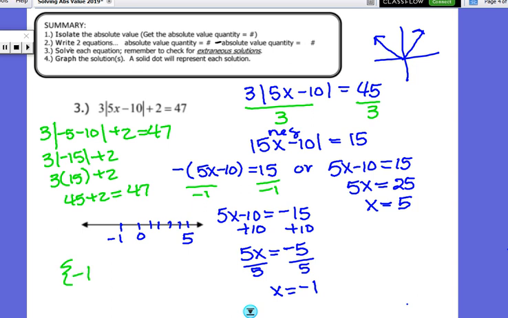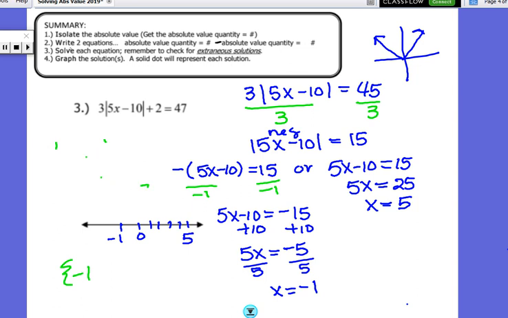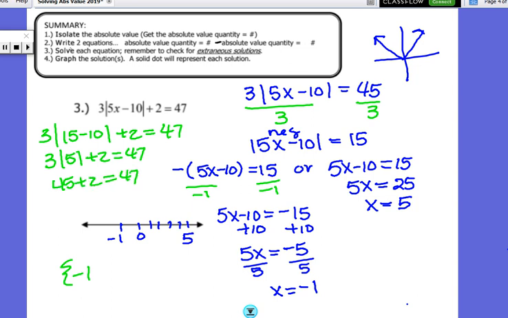Alright, let's check the other answer. Let's put in positive 5. 3 times the absolute value of 5 times 3 is 15, minus 10, plus 2 equals 47. 3 times the absolute value of 15 minus 10, which is 5, plus 2. Absolute value of 5 is 5. 3 times 5 is 15, plus 2, which is equal to 47. So they both check. So both of my answers work.